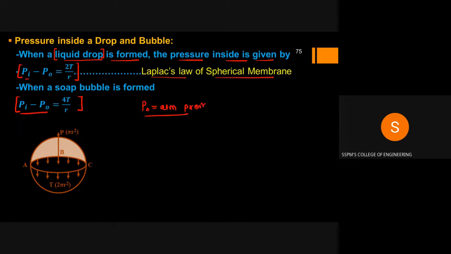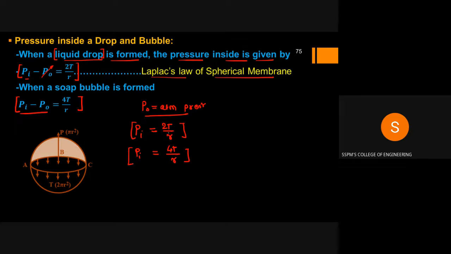If you want just the gauge pressure, then we can neglect this P naught. That means we can assume this to be 0 and just write the pressure Pi equal to 2T upon R. This is for the liquid drop. And the second equation is for the soap bubble. Its pressure equation is equal to 4T upon R.